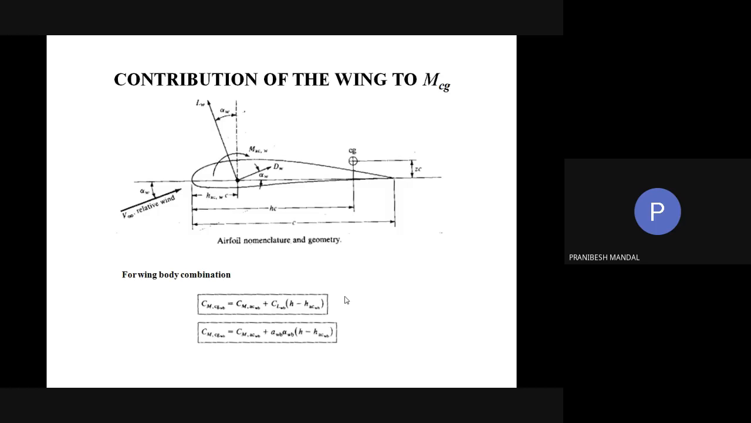If we incorporate the tail, there will be some changes in the equations of CMCG, so are we neglecting those? No, we are coming to the tail. This is for the wing body combination only, okay? The tail has yet played no part, but now the tail will play.